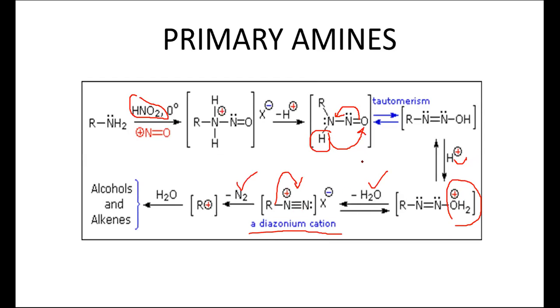And this diazonium cation loses nitrogen. That's why primary amines liberate nitrogen gas, so that we get an alkyl cation. Depending on the reaction conditions, this cation may give alcohols and alkenes. In this way, the primary amines liberate nitrogen, and you will get a clear solution.